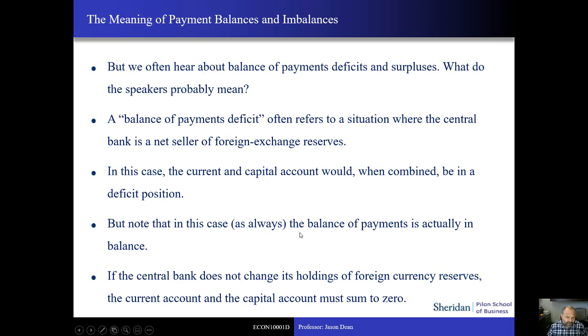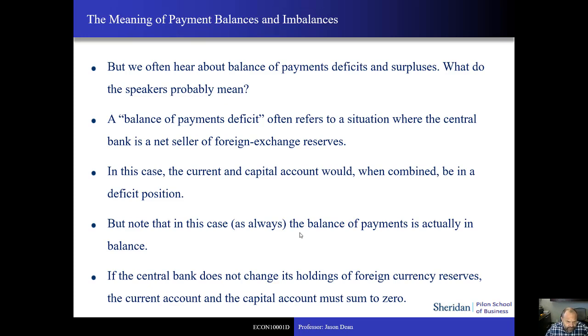So we often hear about balance of payments deficits and surpluses, but what do the speakers actually mean? Well, a balance of payments deficit often refers to a situation where the central bank is a net seller of foreign exchange reserves. In this case, the current and capital account would, when combined, be in a deficit position. So you could just think generally, if we bought more from the rest of the world than we sold to the rest of the world, just ignoring the capital account, then we're going to have depleted foreign exchange reserves. If we sell more to the rest of the world than we buy, then we're going to accumulate foreign exchange reserves, right? And that's where the benefit comes from having all of these exports.